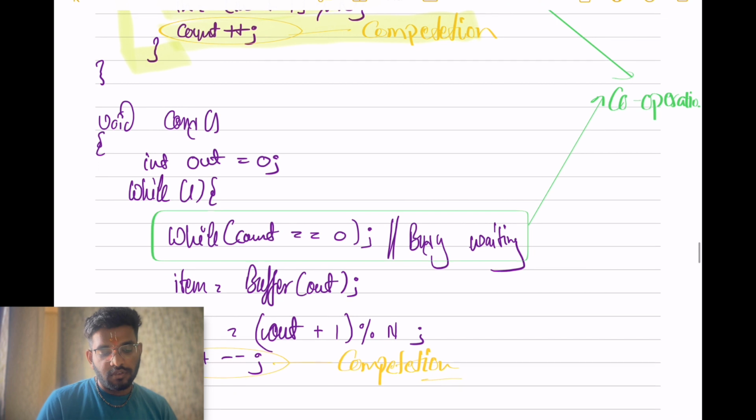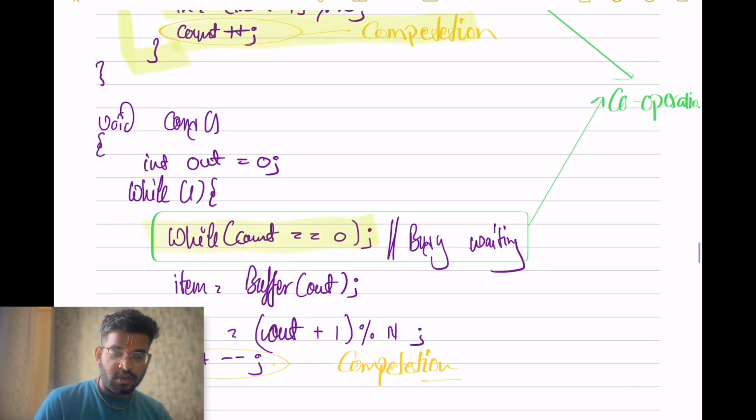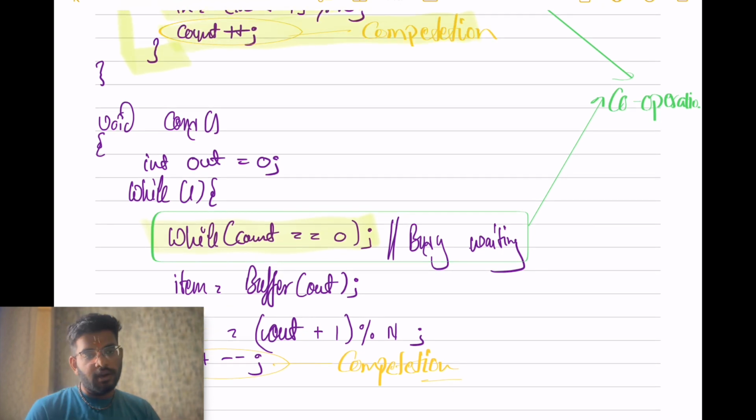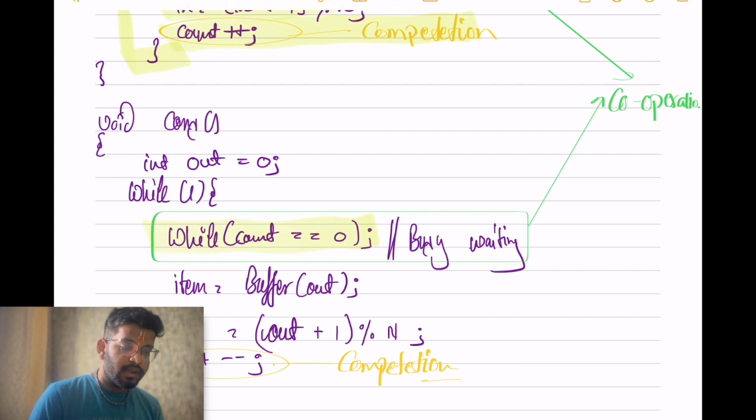If we look at the consumer, if count equals 0, which means the buffer is empty and there is no food, then the consumer can't consume, and it just loops in this statement. If there are items, then that item is taken from the buffer and consumed, which is signified by count minus minus.